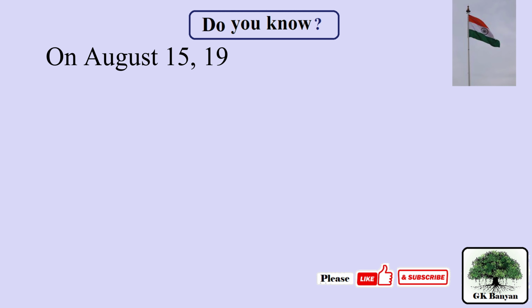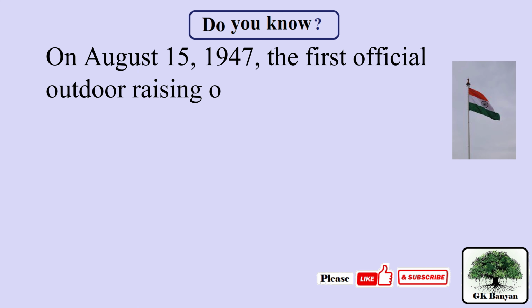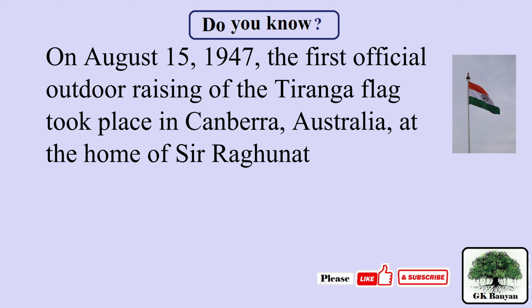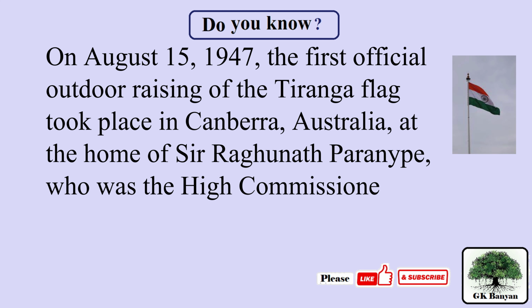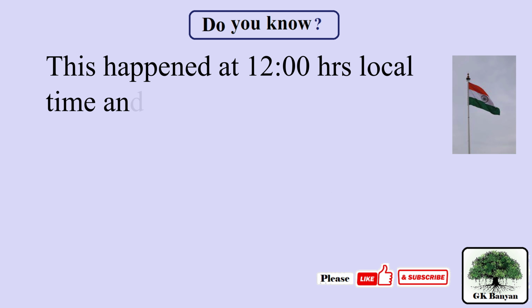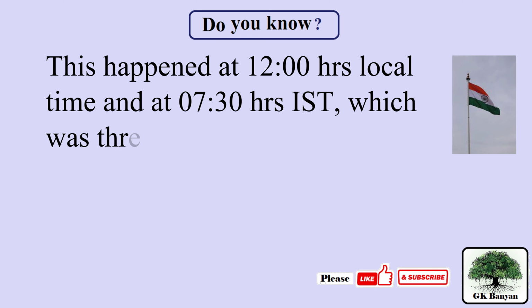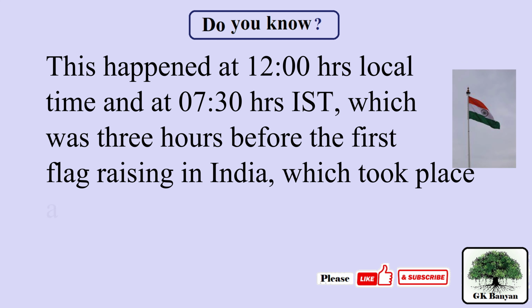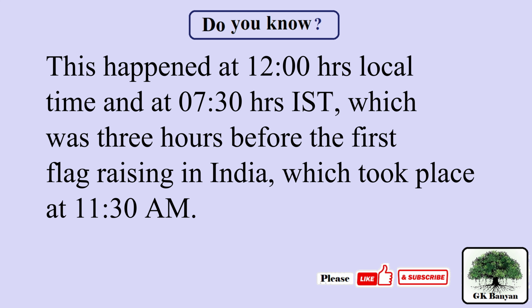Australia. On August 15, 1947, the first official outdoor raising of the Tiranga flag took place in Canberra, Australia, at the home of Sir Raghunath Paranjpye, who was the High Commissioner of India in Australia. This happened at 12 hours local time and at 7:30 hours IST, which was 3 hours before the first flag raising in India, which took place at 11:30 am.